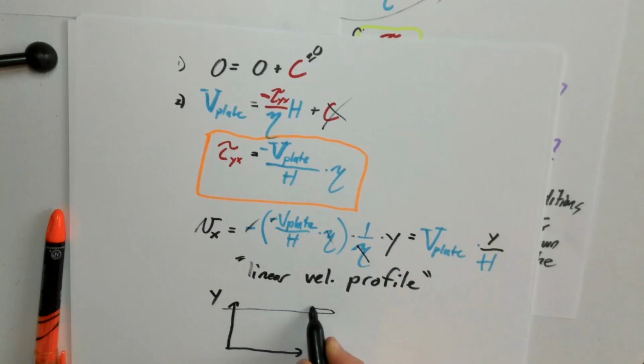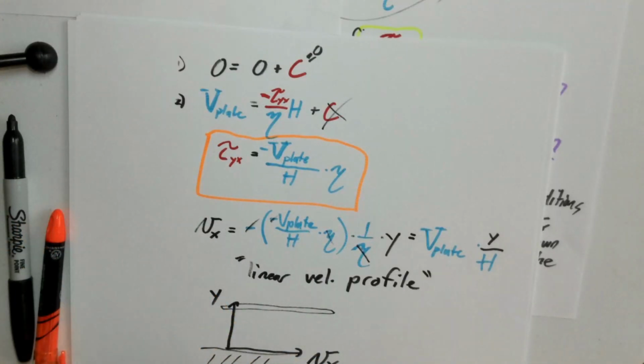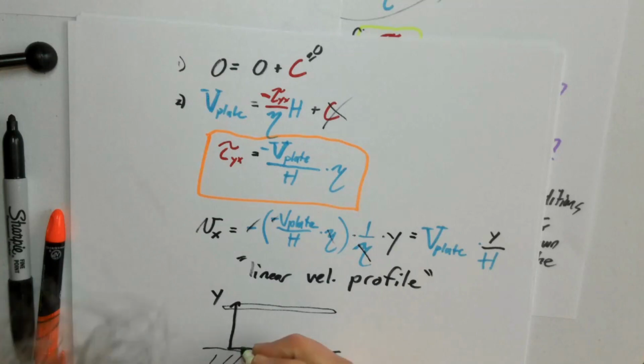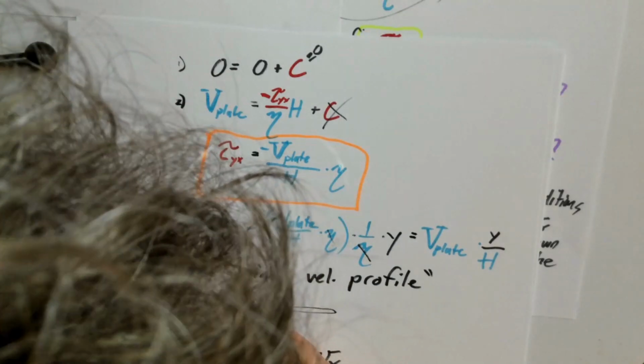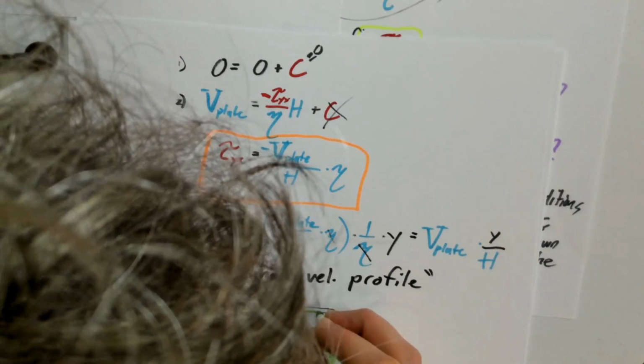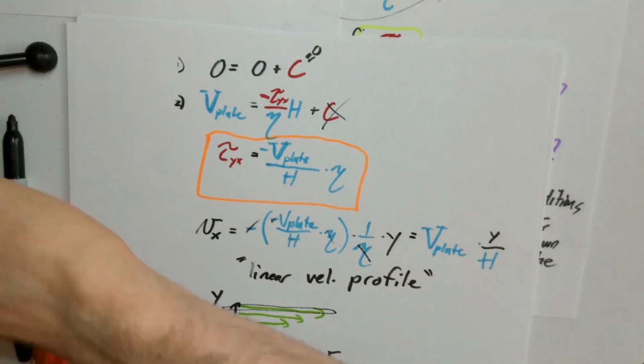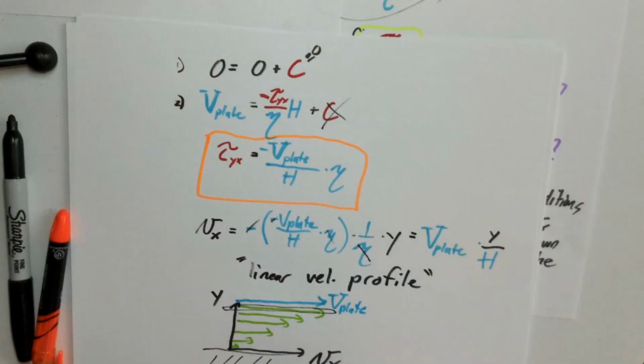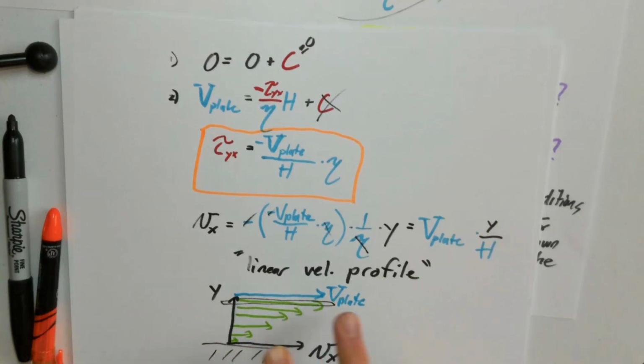We imagine the top plate right here, and the ground right here, and our x velocity basically starts at 0 at y equals 0, and it linearly increases until it matches v plate. And this kind of makes sense to us too.